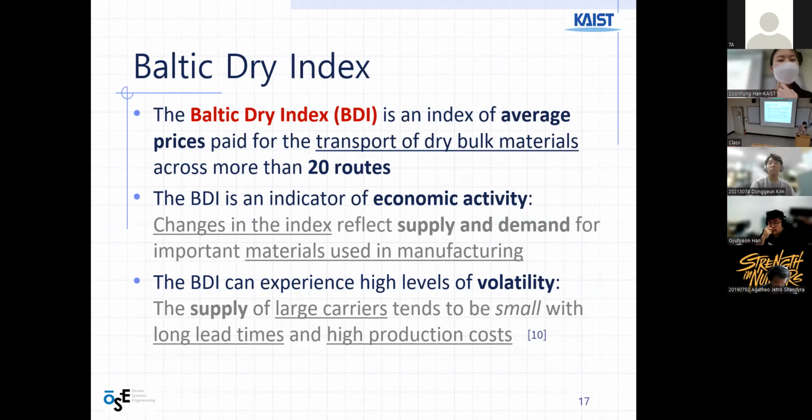Oh, and next I want to talk about the Baltic Dry Index. I'm actually pretty bad at economics, but I found this pretty interesting because it's an index of average prices paid for the transport of dry bulk materials across more than 20 routes. And it's kind of how you can predict economic activity, or why a certain material could be very popular or very scarce in manufacturing, or why the global market is moving around in a certain place. So it doesn't just give you the price itself, but it gives you a very large-scale viewpoint about how the market and the whole world is moving. So I think it's kind of interesting.